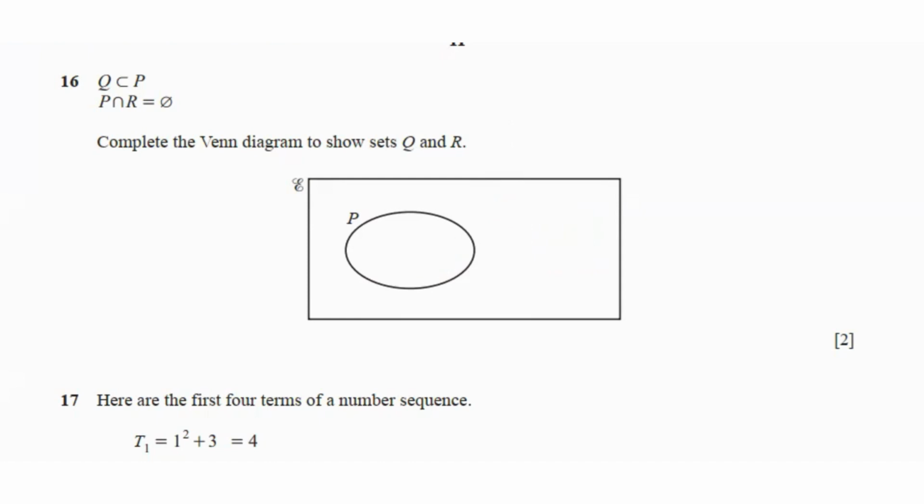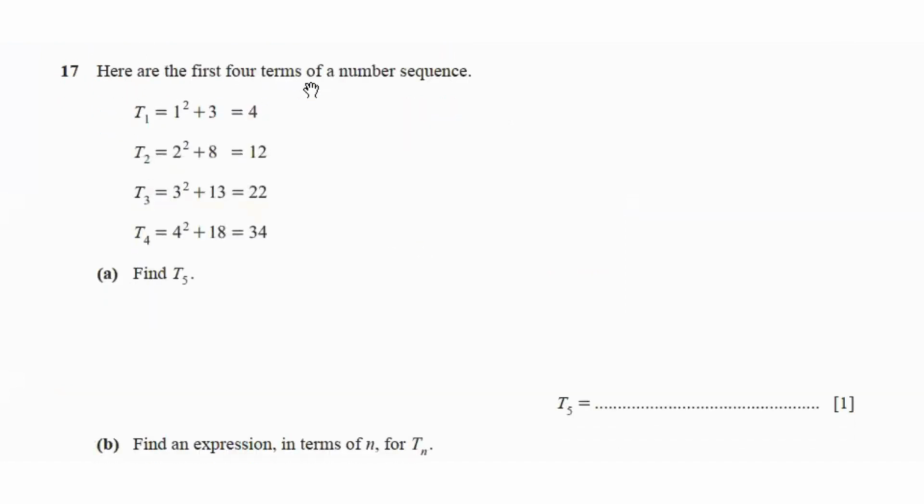Then in the next question, it says, here are the first four terms of a number sequence. Find T5. If you look at the pattern, the number of the term is being squared. And the numbers being added to them go up by 5 each time. So there's a difference of 5 between the 3, 8, 13, and 18. The squared numbers are the term numbers. So for T5, it's going to be 5 squared. 18 plus 5 is going to be 23. And for the result, 25 plus 23 is 48.